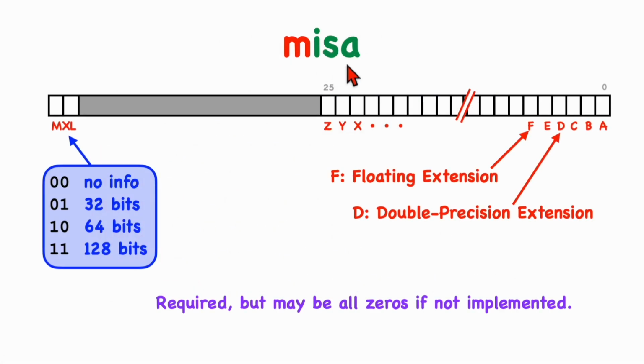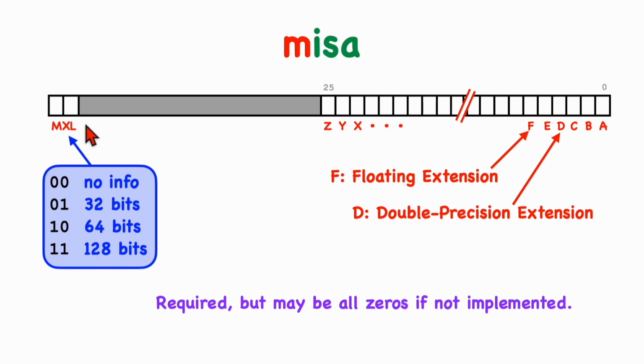Let's start with the ISA register, which has a field of 26 bits, with 1 bit for each letter of the alphabet. These correspond to all the main RISC-V extensions. For example, bit number 5, which is corresponding to F, will be a 1 if and only if the floating point extension is implemented. And bit number 3, which is D, will be set if the double precision extension is also implemented.